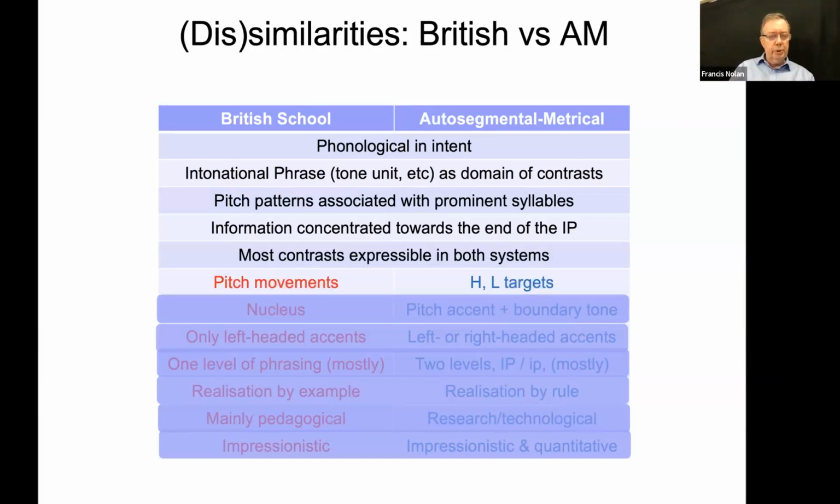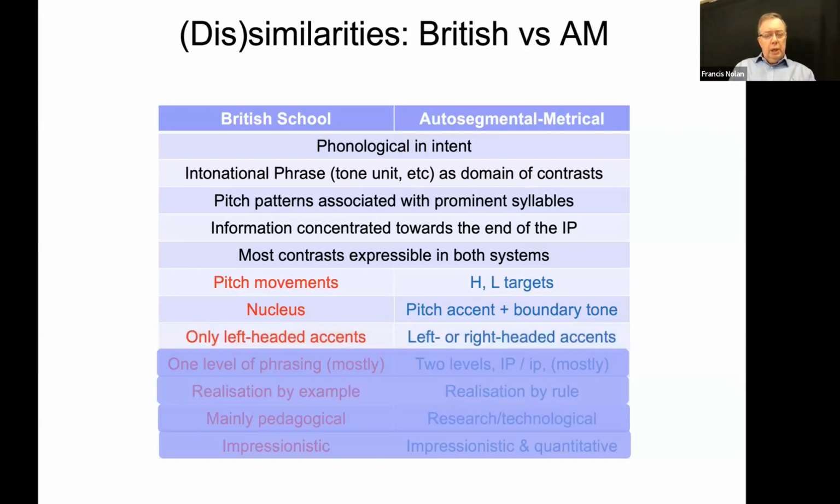And then we come to the differences. So the British school, as you've seen, deals with pitch movements, AM with H and L targets. British school likes the nucleus, AM doesn't, although it sometimes talks about the nucleus nonetheless. They would say that the nucleus is simply the last pitch accent in combination with a boundary tone. And boundary tones are something which don't figure. This is a pitch designation associated with the end of the intonational phrase. They don't figure at all in the British tradition.